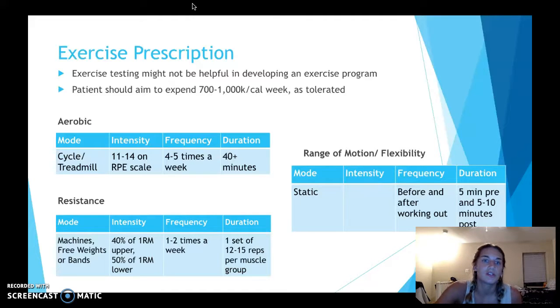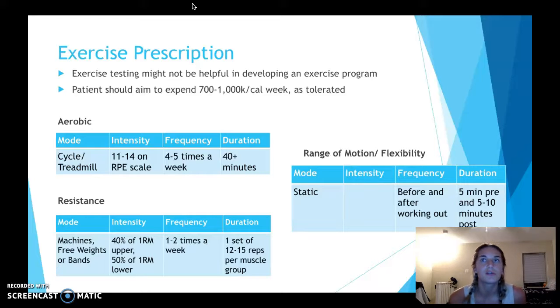Aerobic considerations: your goal is to basically improve your submax and peak endurance. Resistance training: free weights, machines, bands are all fine. Intensity, 40% of 1 RM for your upper body activities and 50% of your 1 RM for your lower body activities. Again, 1 to 2 times a week, 1 set of 12 to 15 reps per muscle group. That includes major muscle groups.